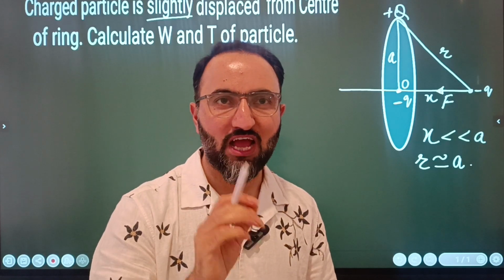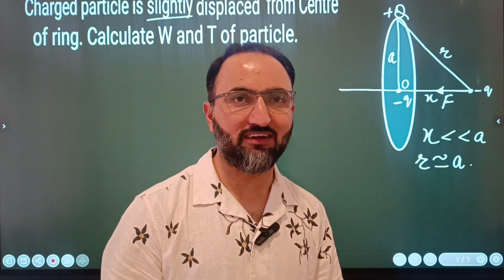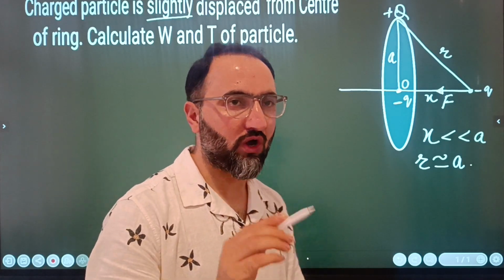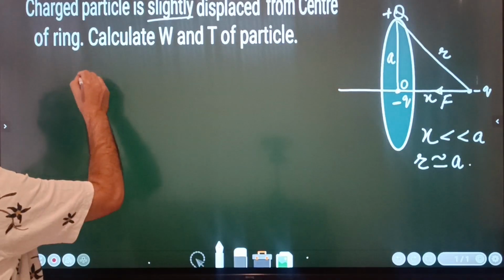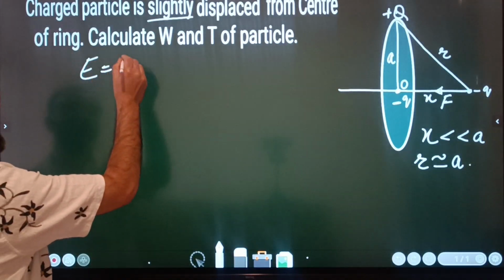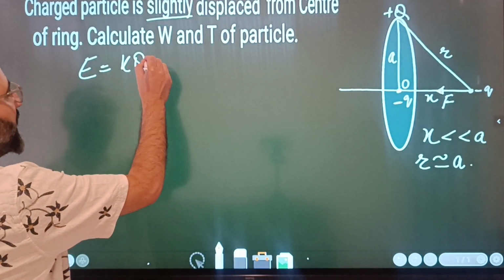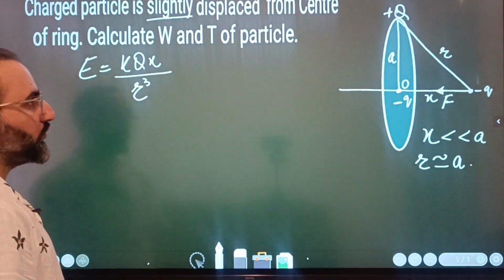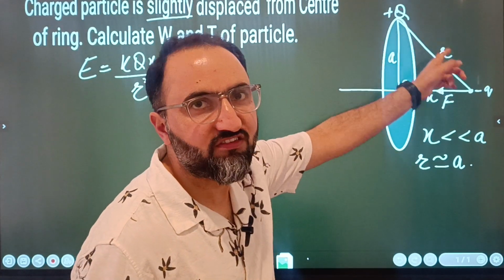Before calculating force, I will write down what is the electric field due to the charged ring. You would remember it, you have studied it in electrostatics. What is the electric field due to a charged ring? That's like this: the electric field comes out to be K, capital Q, multiplied by x divided by r cube. Okay, where r is the slant height, this distance, this is r.